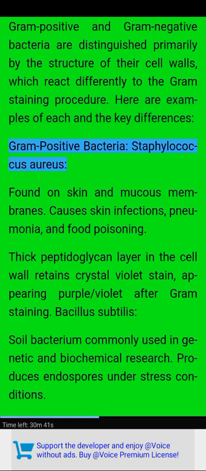Gram-positive bacteria, Staphylococcus aureus. Found on skin and mucous membranes. Causes skin infections, pneumonia, and food poisoning. Thick peptidoglycan layer in the cell wall retains crystal violet stain, appearing purple-violet after gram staining.